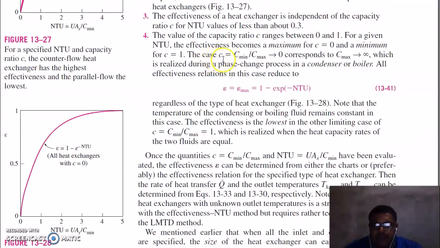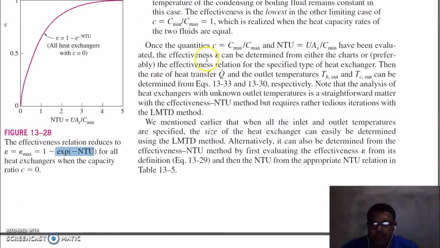The case of C minimum over C maximum tending to 0 corresponds to C maximum tending to infinity, which is realized during the phase change process in a condenser or boiler. All effectiveness relations in this case reduce to this. So if you know these quantities, if you know NTU, you can evaluate the effectiveness of the heat exchanger. Now if you know effectiveness, you can find heat transfer, and you can find T hot out and T cold out from the equations.